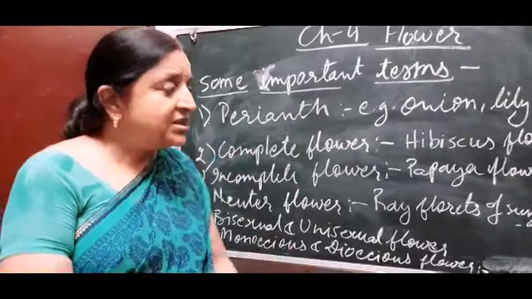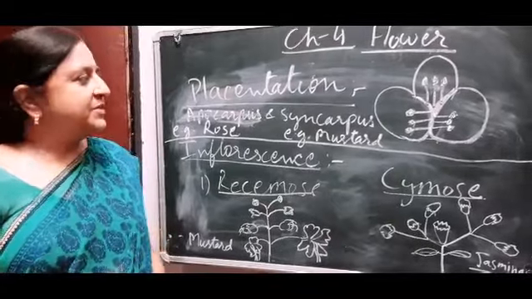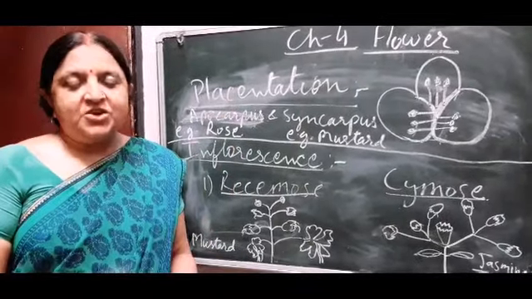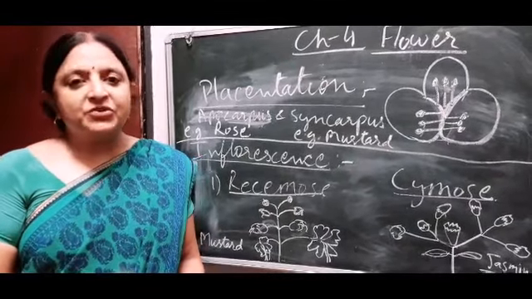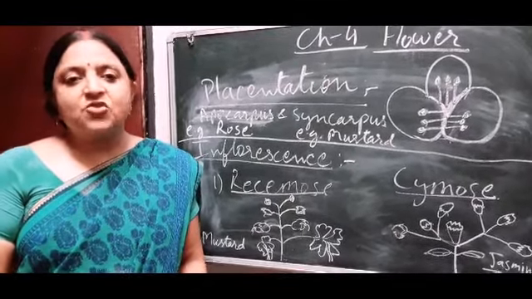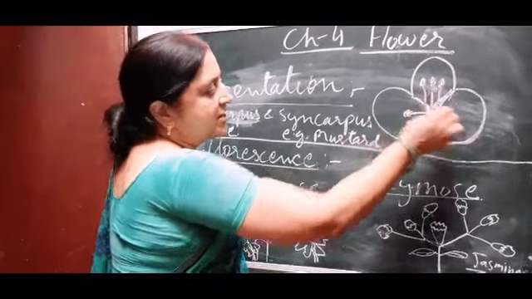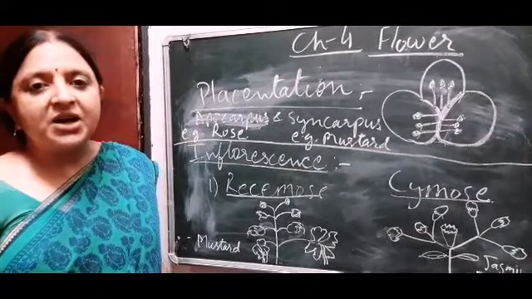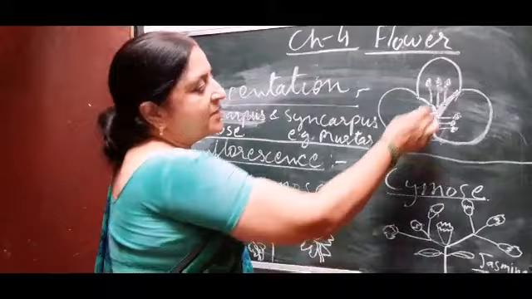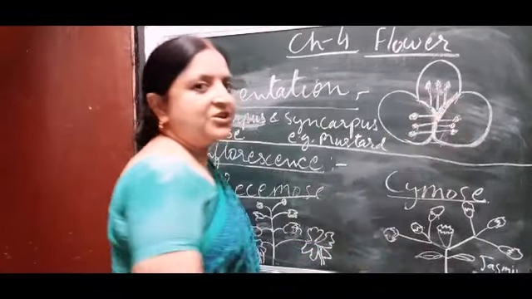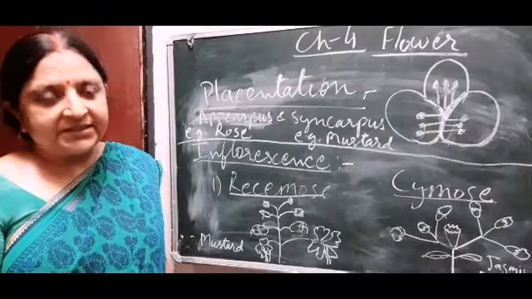This is all about some important terms. The next topic of our chapter is placentation. What is placentation? Placentation is the arrangement of the ovules in the ovary. We all know that the ovary is made up of carpels, and these are the carpels in which ovules are present. This arrangement of the ovules is called placentation.